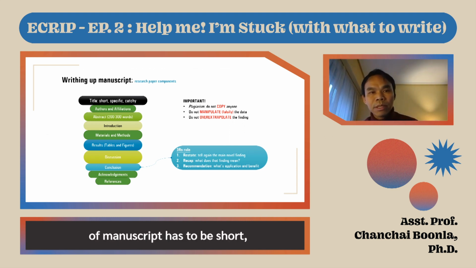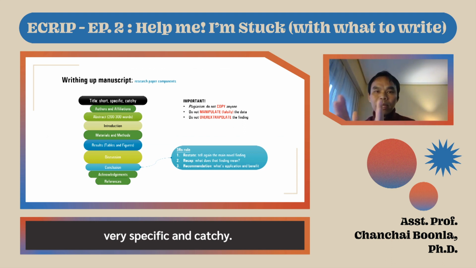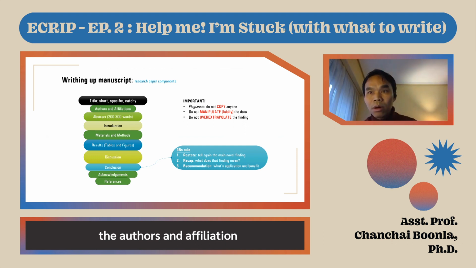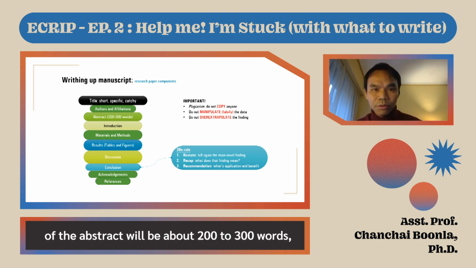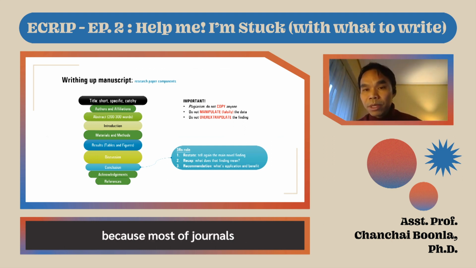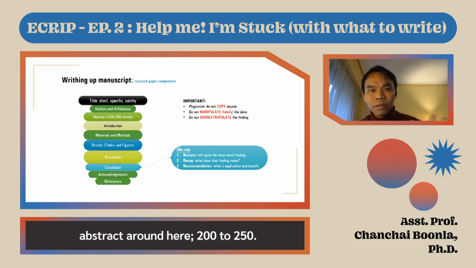The title of a manuscript has to be short, very specific, and catchy. After the title, you will see the authors and affiliations; put all authors that are related to the work. And the next section is the abstract. It's very important because you need to summarize in a concise way to tell people what your paper is about. Normally, the length of the abstract will be about 200 to 300 words, but I would recommend you make it about 200 to 250, because most journals accept an abstract length around there.